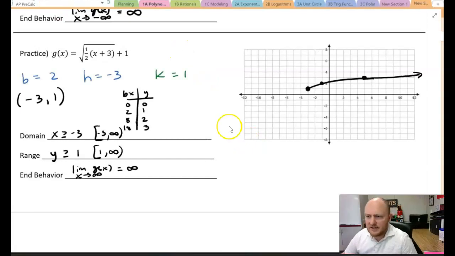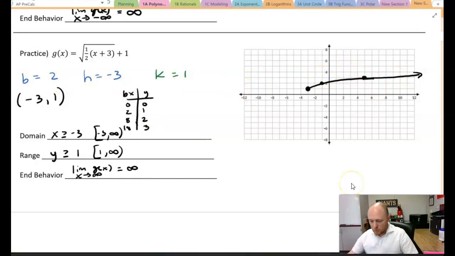All right, and here is the last solution to this practice problem. Your anchor point is at -3, 1. Your domain x is greater than or equal to -3, y is greater than or equal to 1, and your limit of g of x as x goes to positive infinity is positive infinity. Again, here's your key points. You have a b value which multiplies your x values to get that horizontal stretch.